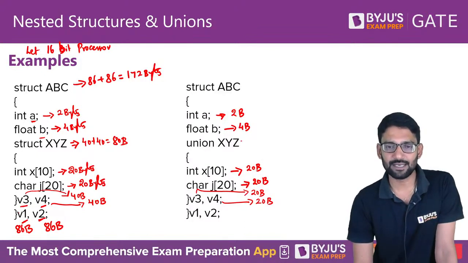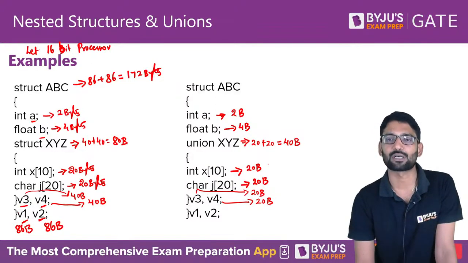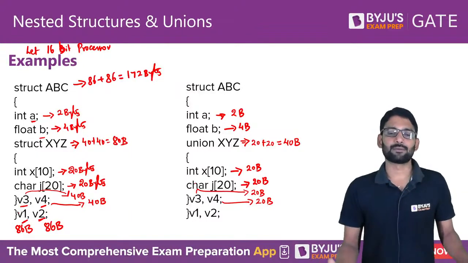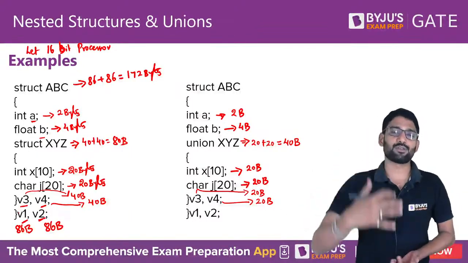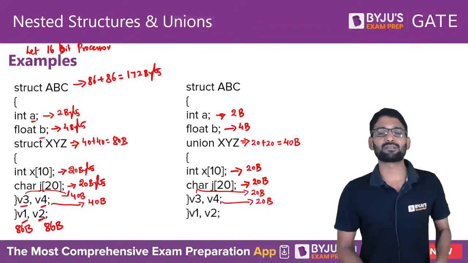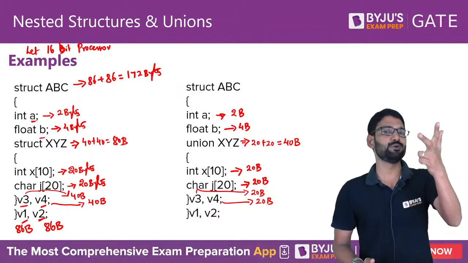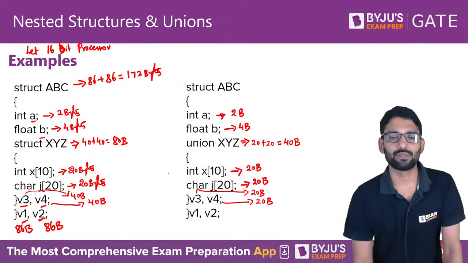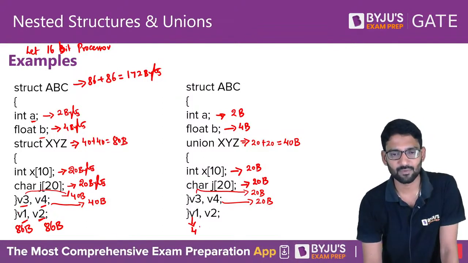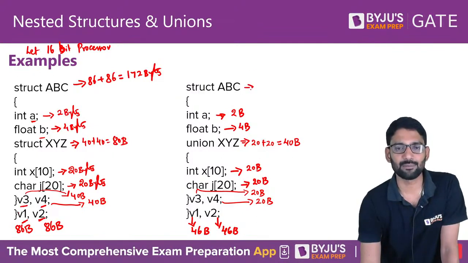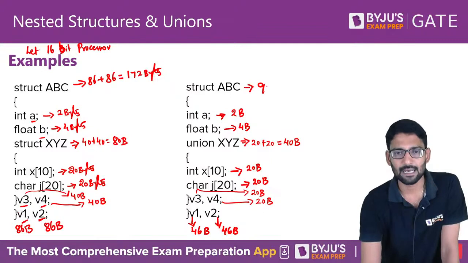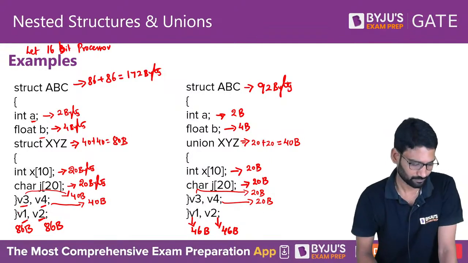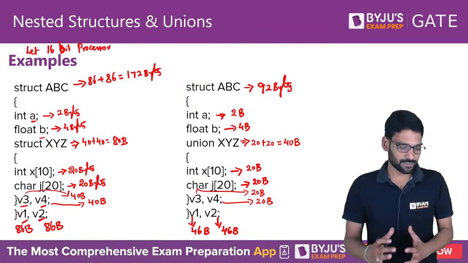What is XYZ size? Sum of its members size, the variable size, that is 20 plus 20, 40. Now V1 is variable of structure. So sum of its members size, 3 members, int A, float B, union XYZ. A size 2 byte, B size 4 byte, XYZ size 40 byte. So this is 46 byte for V1, 46 byte for V2, and structure ABC size 46 plus 46, 92 bytes. Got it?